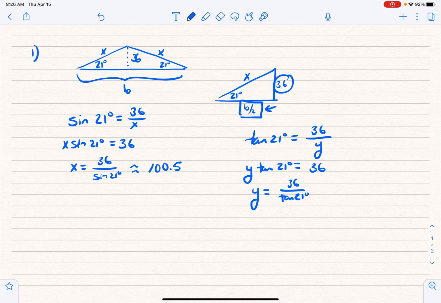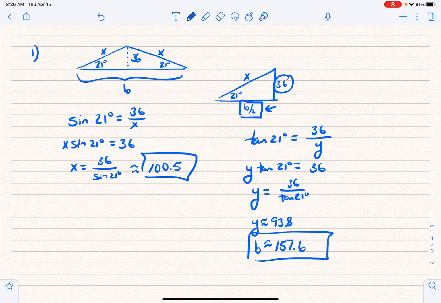93.8. So if this is about 93.8, before I round that, I'm just going to hit times 2 on my calculator, and I know that that's going to be the whole base. So the base is approximately 157.6. Okay, so the length of the two congruent sides, 100.5. The base is about 157.6.